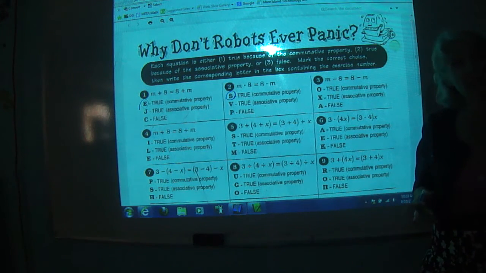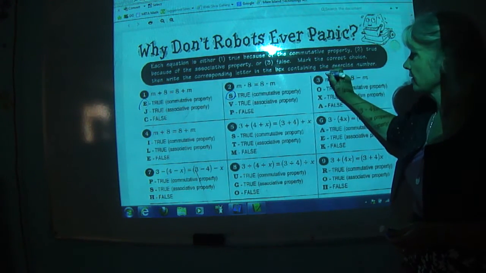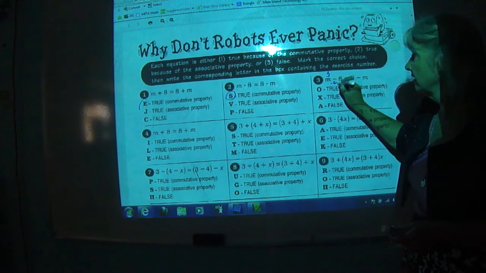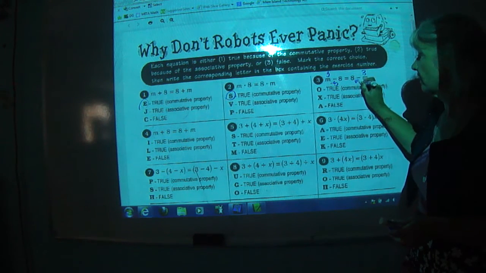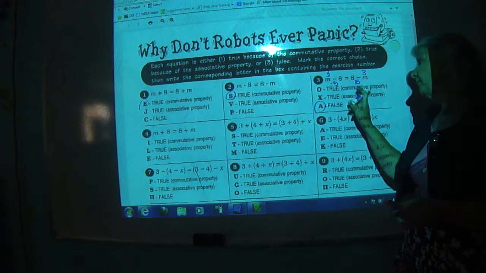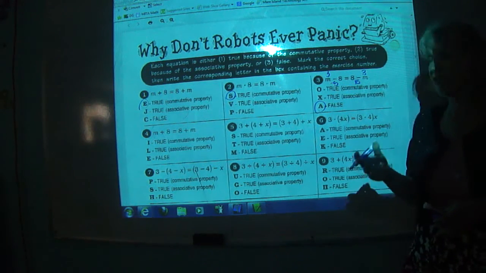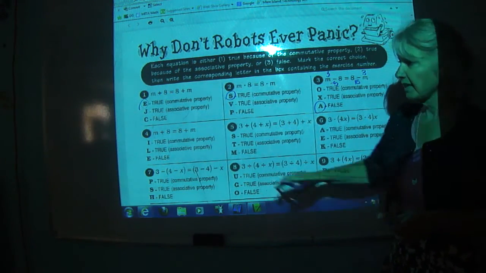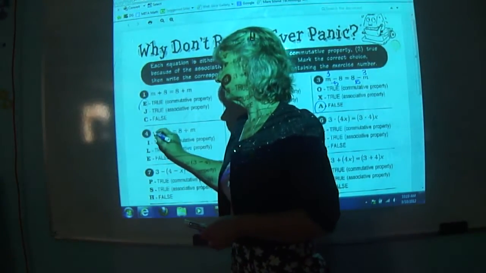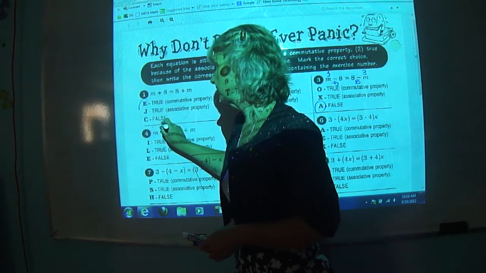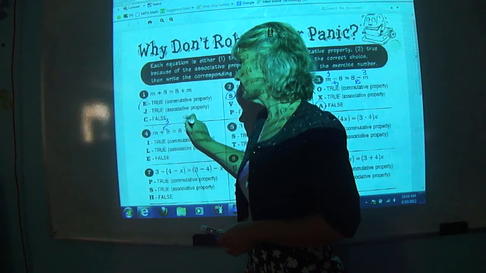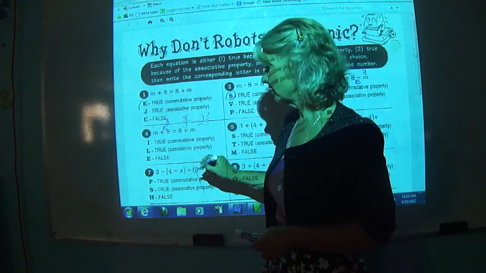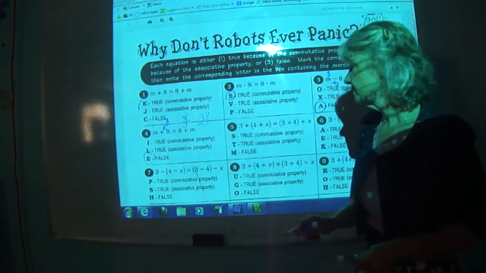But take subtraction. If m is 3, 3 minus 8 would be negative 5. 8 minus 3 is 5. That's a false statement, and it's false not because of the commutative property, not because of the associative property. It's just plain old false. The same thing with division. 3 divided by 8 is 3/8. 8 divided by 3 is 2 2/3. Not even close. It's a false statement.